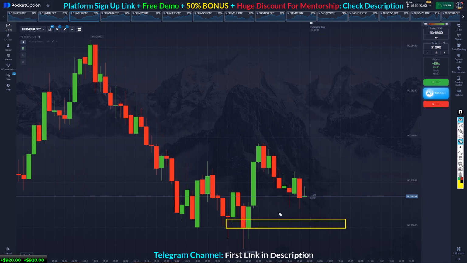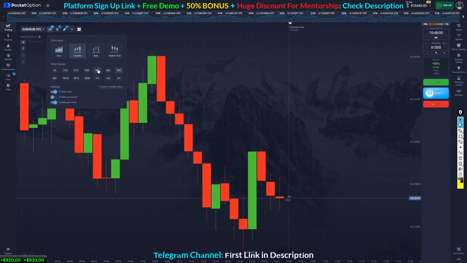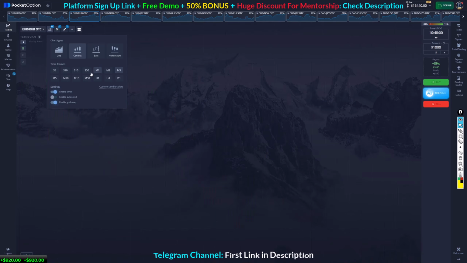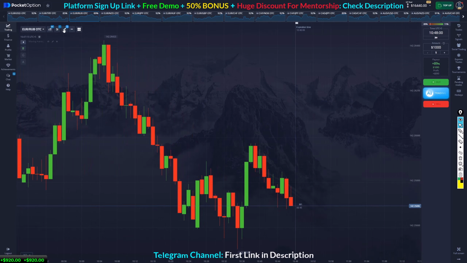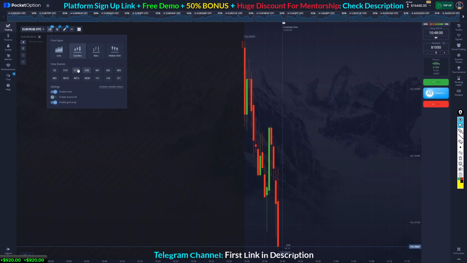All right, this is a QM down here. Check the confirmation. We see a huge engulfing candle. We see a QM at the 1 minute. Let's just draw the QM real quick. This is the QM. Let's go to a lower time frame and find the entry.